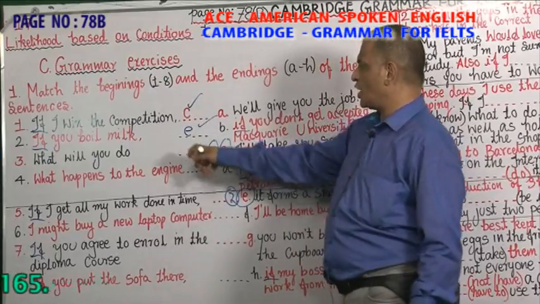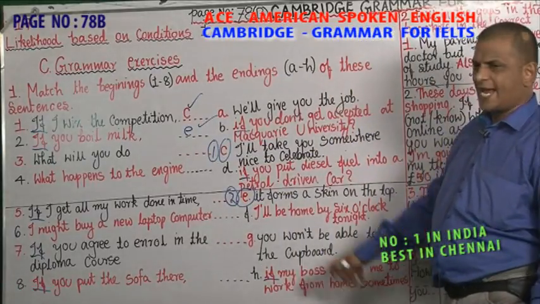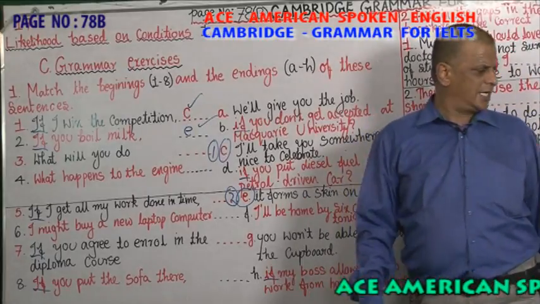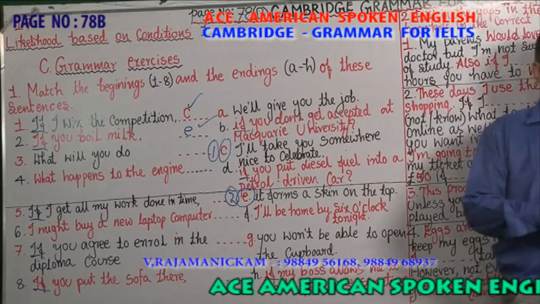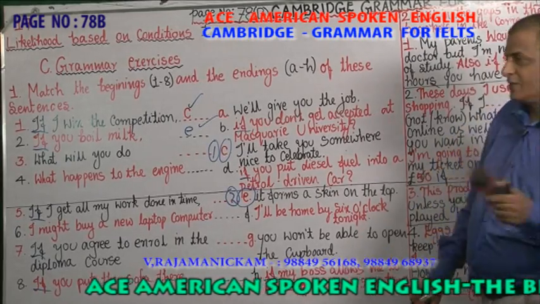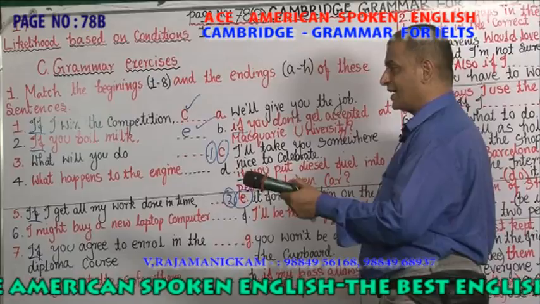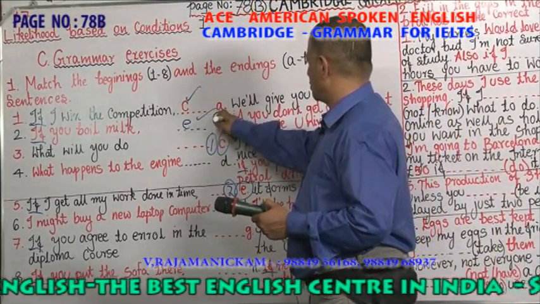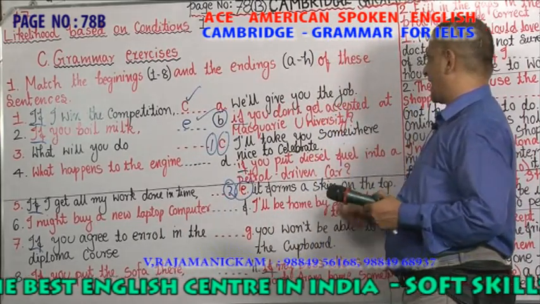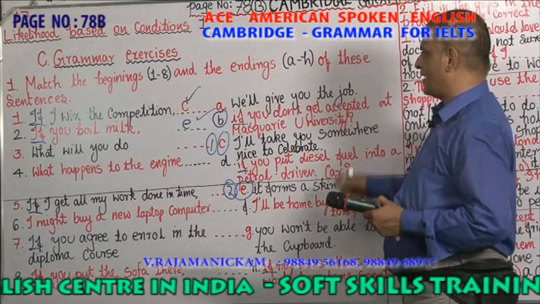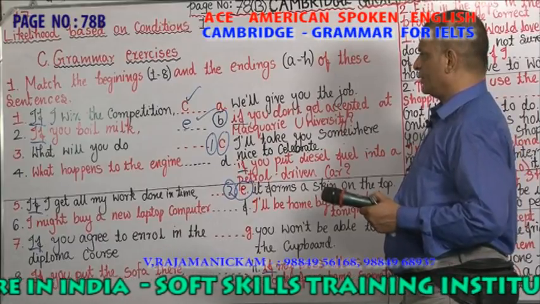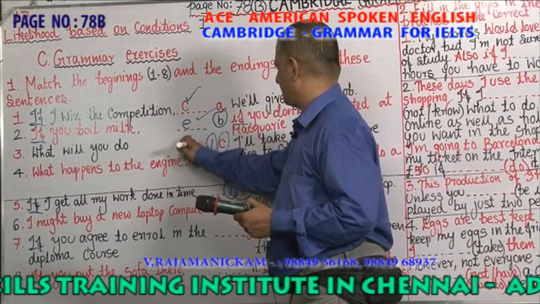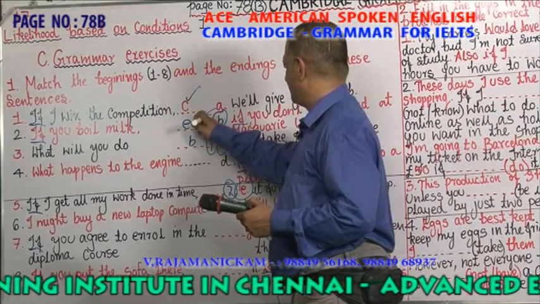Number 3, what will you do? What is the answer you can choose? What will you do? Anybody? B, if you don't get accepted. What will you do if you don't get accepted at Macquarie University? Is it correct? Yes, sir. So for third it is B, isn't it? Third it is B.